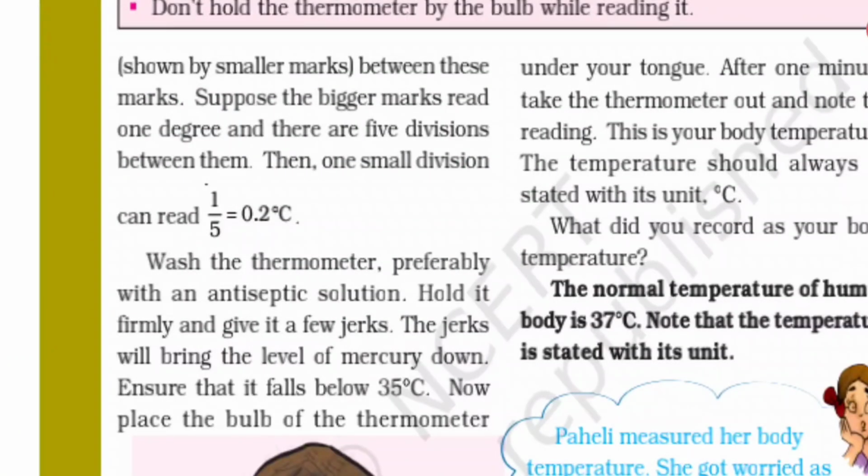The divisions are shown by small marks between these marks. Suppose the bigger mark reads 1 degree and there are 5 divisions between them. Then one small division can read 1.2, that is 0.2 degrees Celsius.